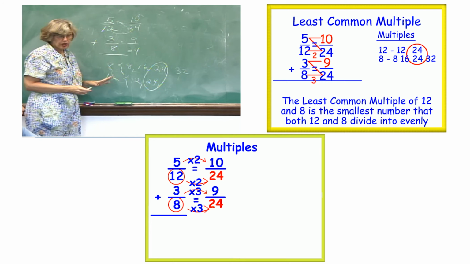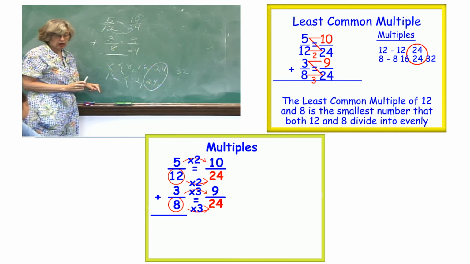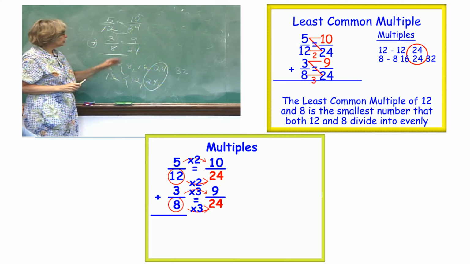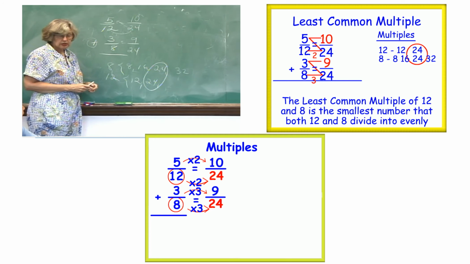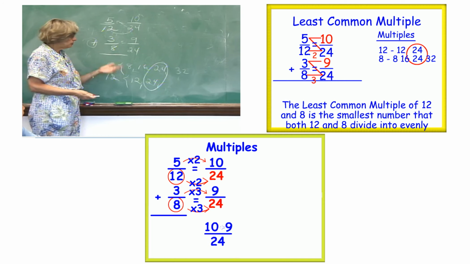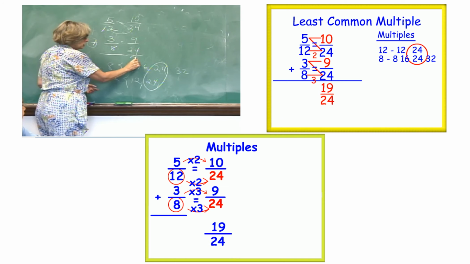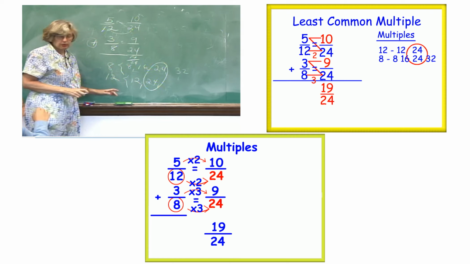Then always check what you're doing, the operation. In this case, it's addition. So 10 24ths plus 9 24ths is 19 24ths. So we change them both into a common denominator by finding the least common multiple. All right?